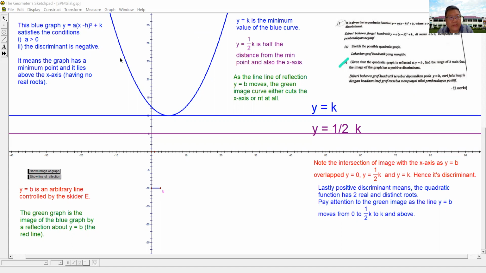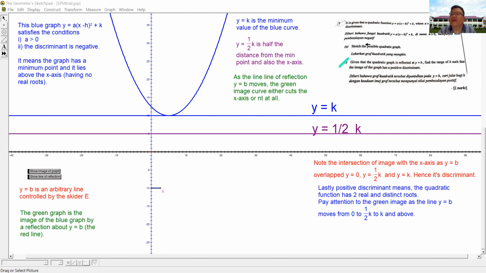Now, a greater than 0 means that the graph has a minimum point. So this blue graph satisfies the condition. And the next thing is the discriminant is negative. Discriminant is negative means b squared minus 4ac is less than 0, and this means that the graph has no real roots. So if you look at the blue graph, it is above the x-axis. So it has no real roots.